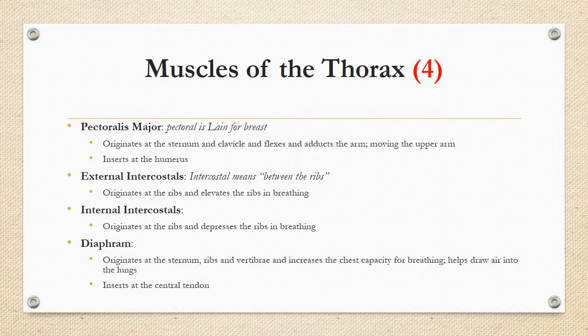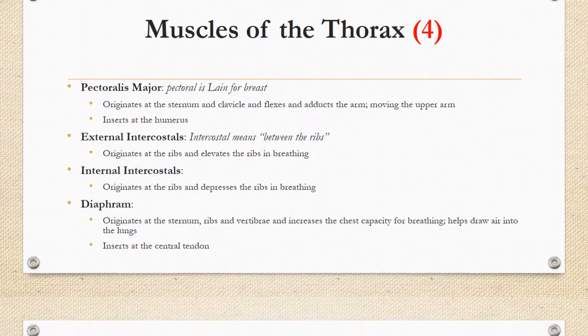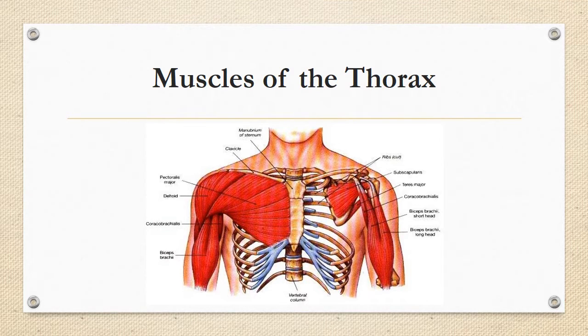You're able to control your vibrato, as they call it. You're getting consistent air, and you're getting good air in your lungs. So your diaphragm originates at the sternum, your ribs, and your vertebrae, and it increases the chest capacity for breathing. And here are your muscles of the thorax. I am a visual person, so I will provide photos at each point.